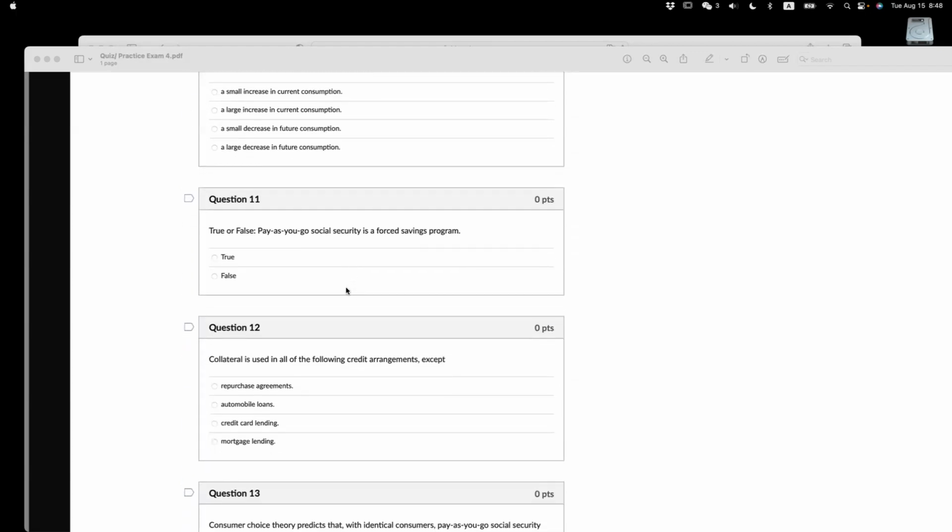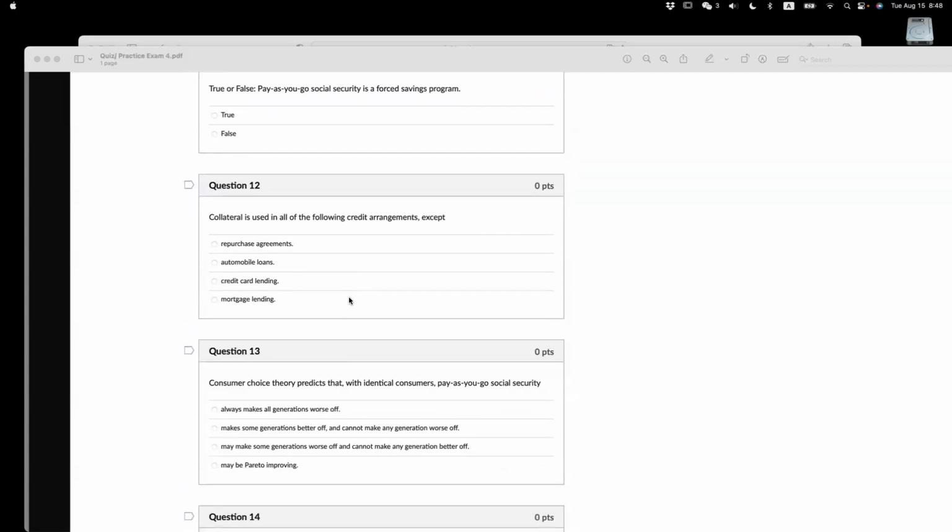Now, question 11, true or false? Pay-as-you-go Social Security is a forced saving program. The answer is no. It's not a forced saving program. In the class, we may say, okay, this looks like forced, but technically, this is not forced, right? You just pay tax, and then we use the tax proceeds to pay for the benefit of the current old. It's not forced saving, right?